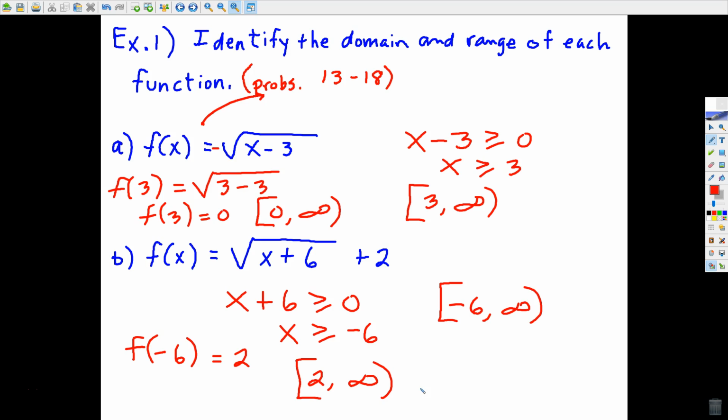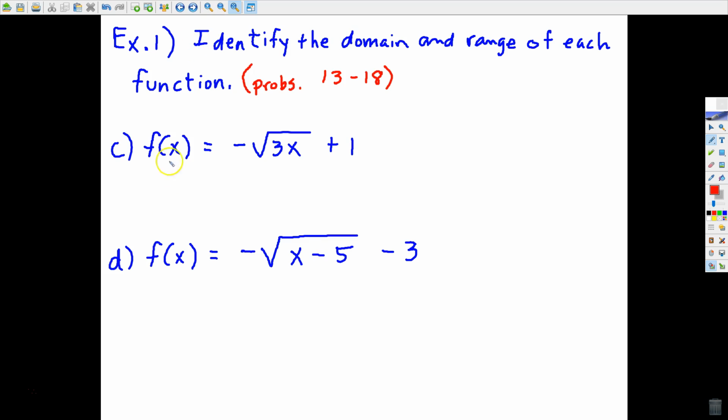So now you don't have negative infinity? Not in this case. Now, if it had gone this way, then we would. Now it's going down. So we'll take a look at those. Letter C.